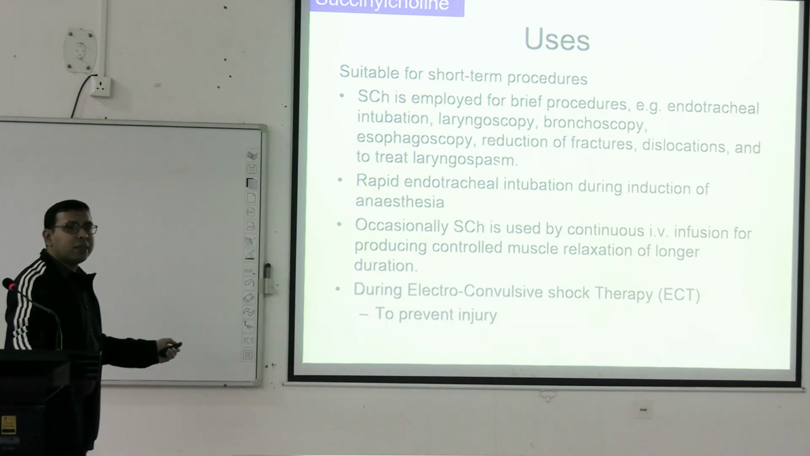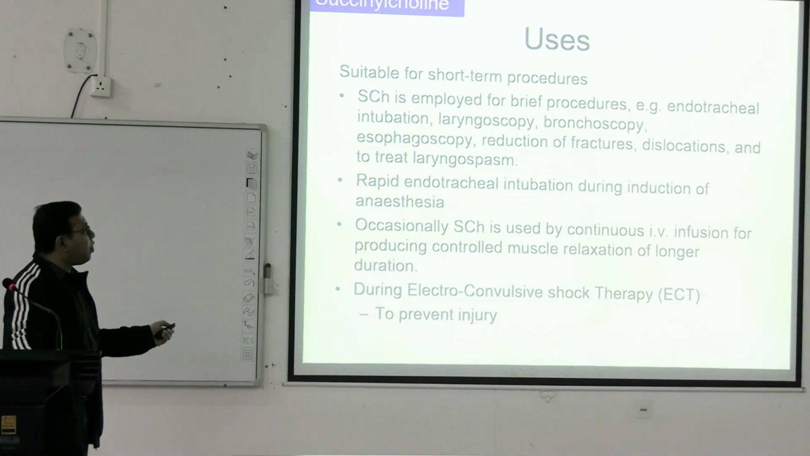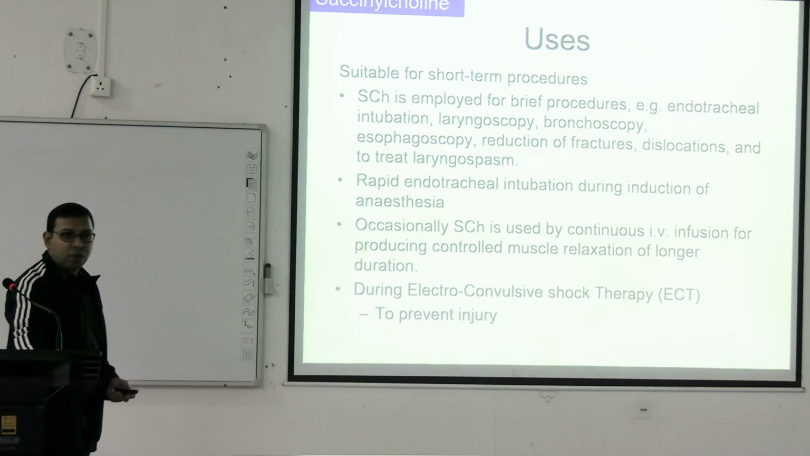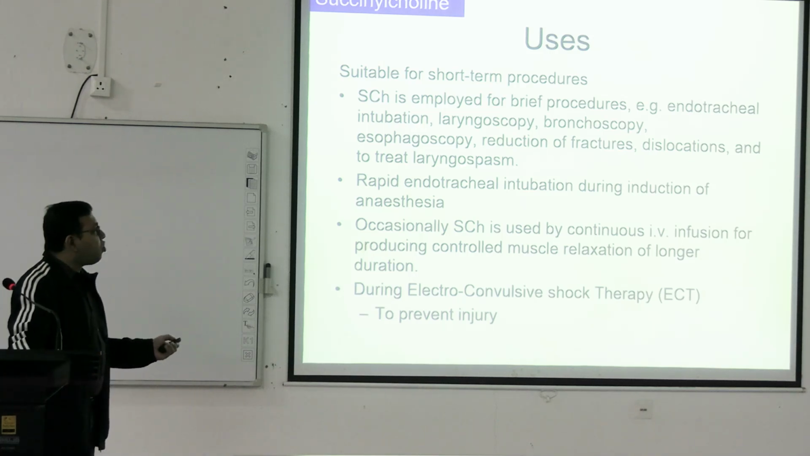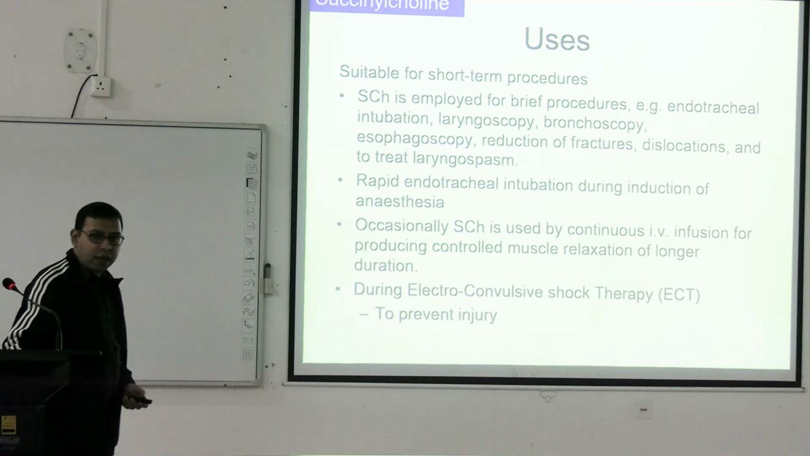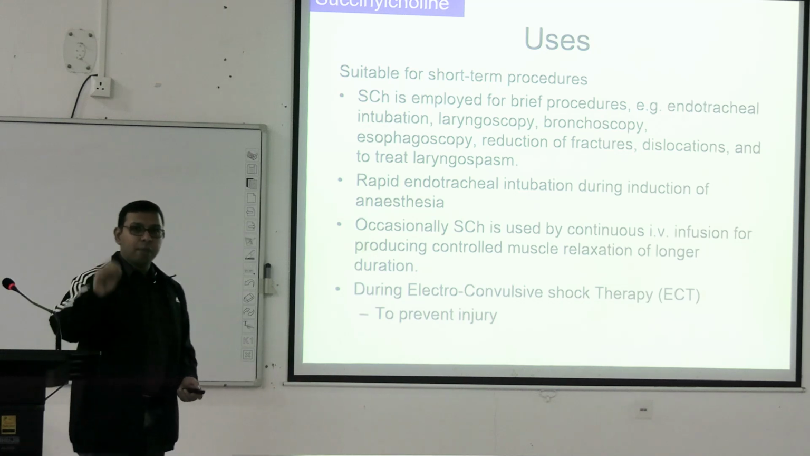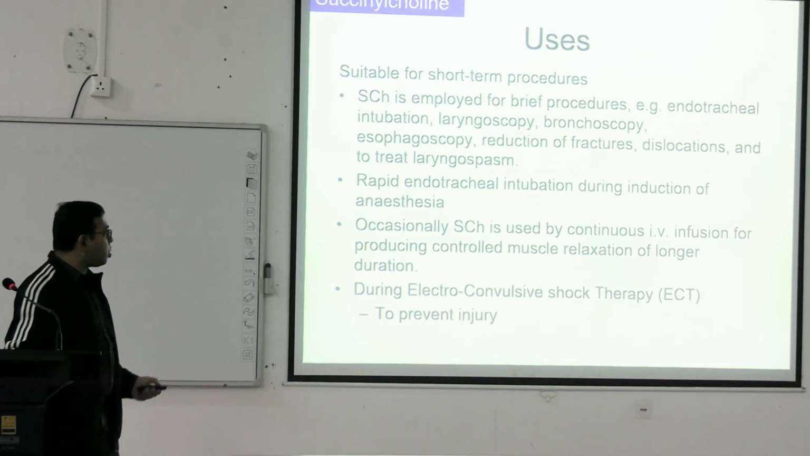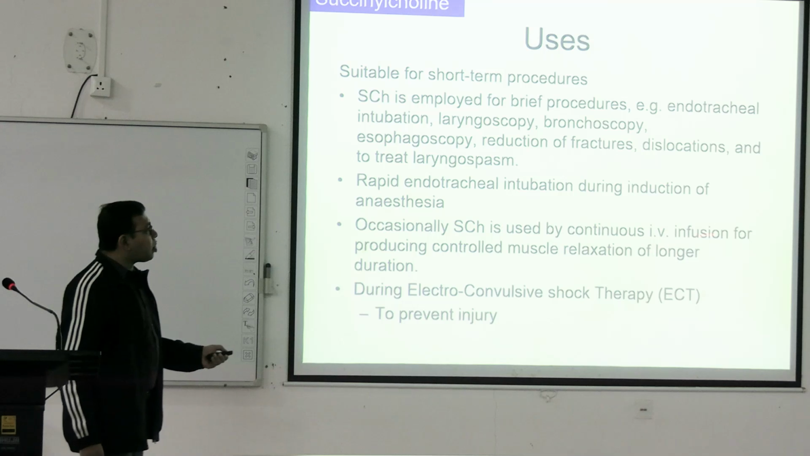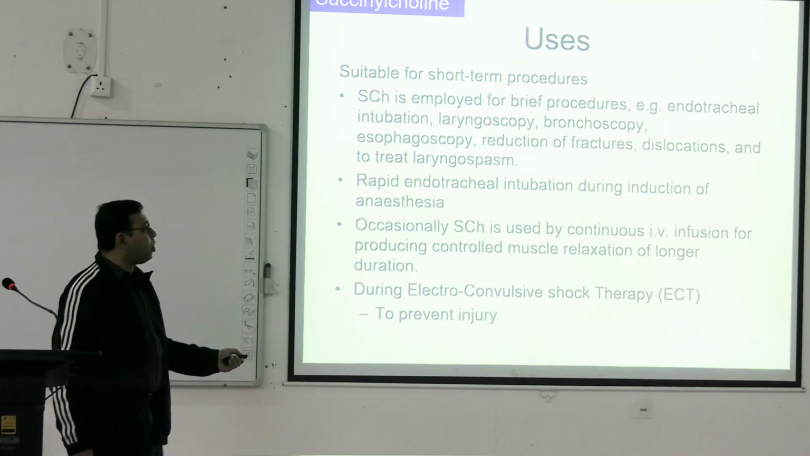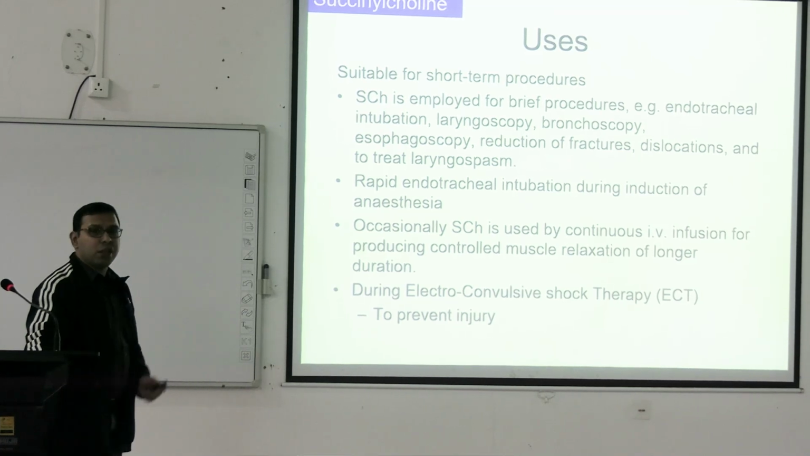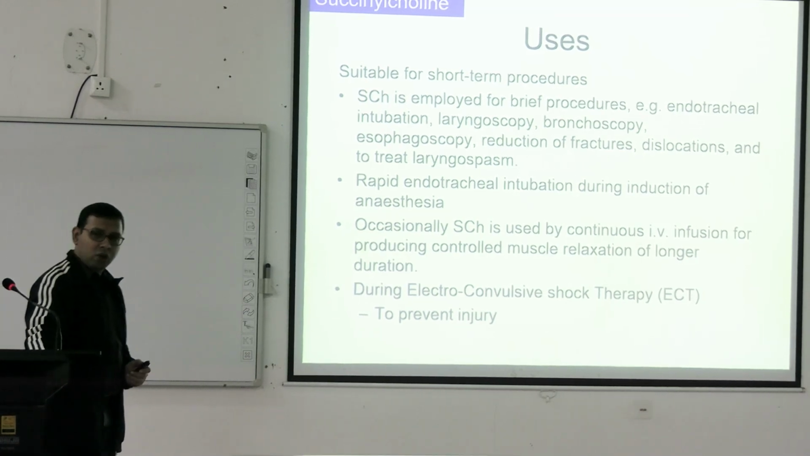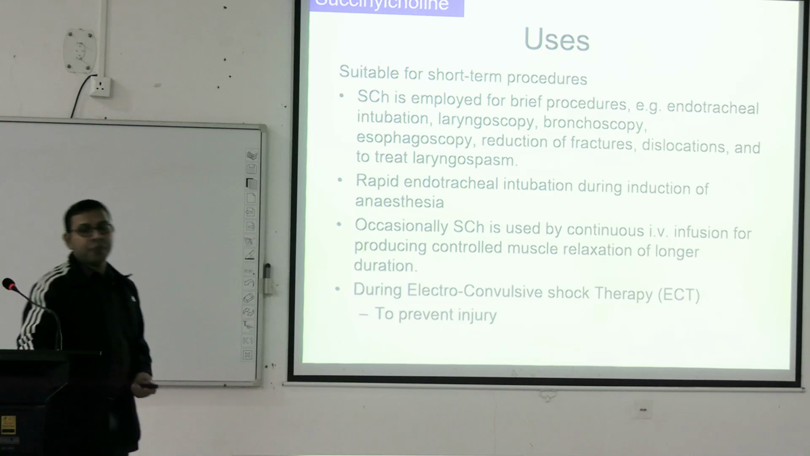intubation. Apart from this, laryngoscopy, bronchoscopy, esophagoscopy, reduction of fractures and dislocations, to treat laryngospasm, and rapid endotracheal intubation during induction of anesthesia. So when we are inducing anesthesia, muscle relaxation is needed, and succinylcholine is used. Occasionally it is used by continuous IV infusion for producing controlled muscle relaxation of longer duration in some cases. During electroconvulsive therapy, shock therapy, given to psychiatric patients, though it is given very rarely now, succinylcholine is usually used to prevent injury.